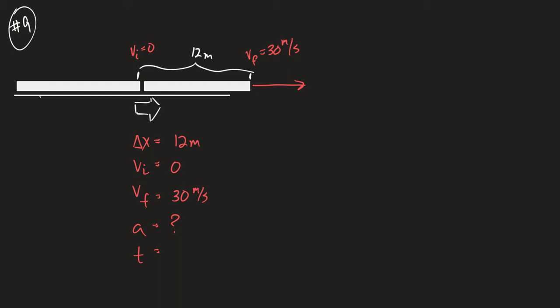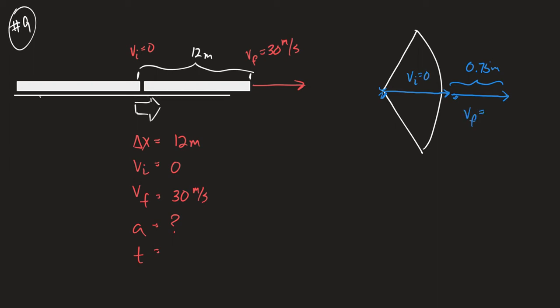You're then asked to do the same thing with a bow and arrow, where the arrow is 0.75 meters long. So it's going to move 0.75 meters, starting with an initial velocity of 0 and a final velocity of 80. And it's the same problem. So just different numbers.